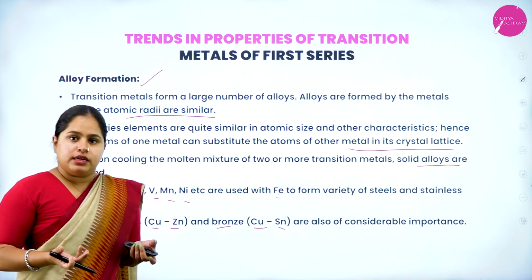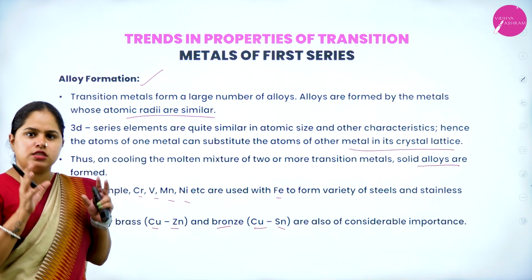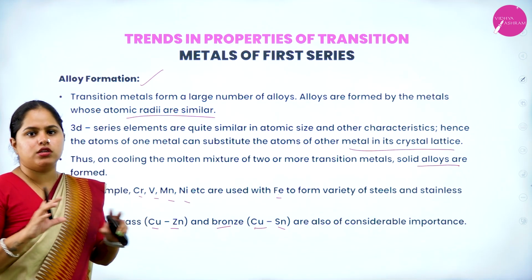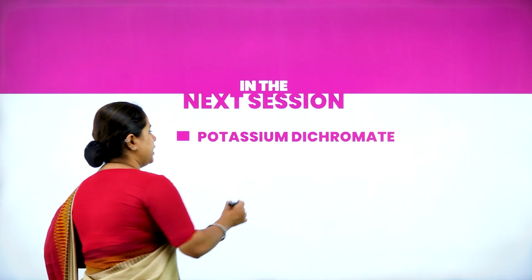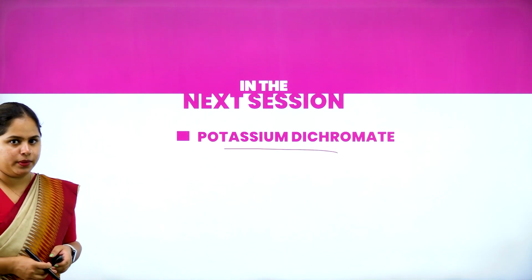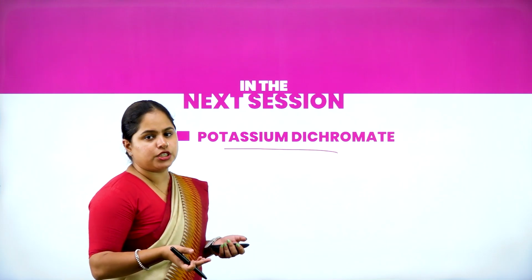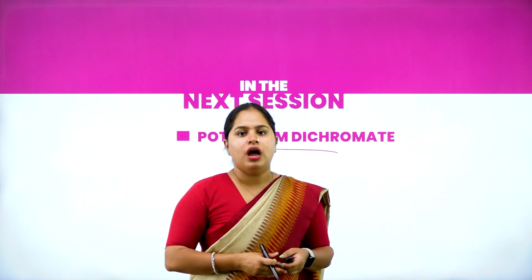Now, why are D block elements able to form alloys? It is because of their smaller size and they are all comparable with each other. Right. Now, in the next session, we are going to study the preparation of potassium dichromate, and thereby we'll study the preparation of potassium permanganate also, and then we'll move on to actinoids.